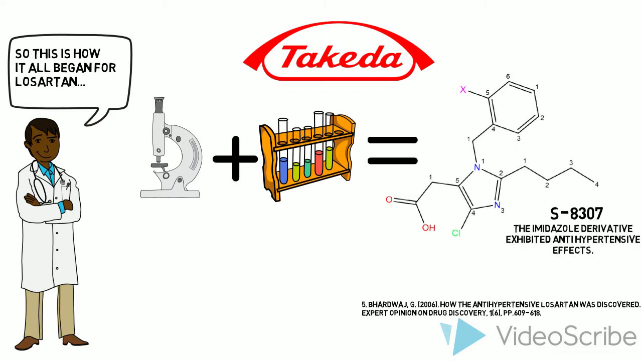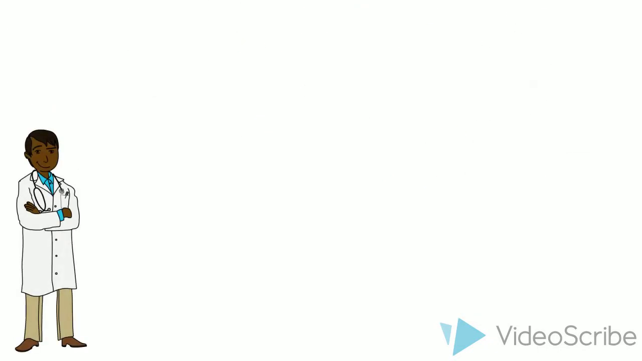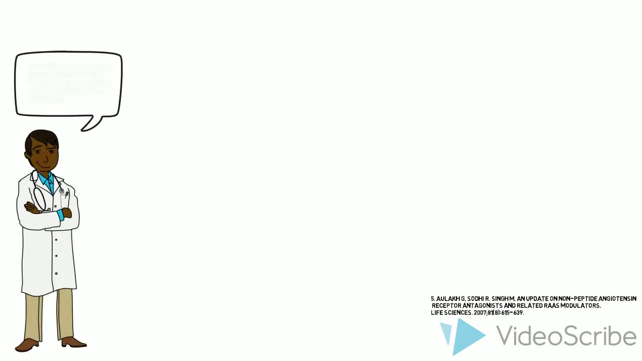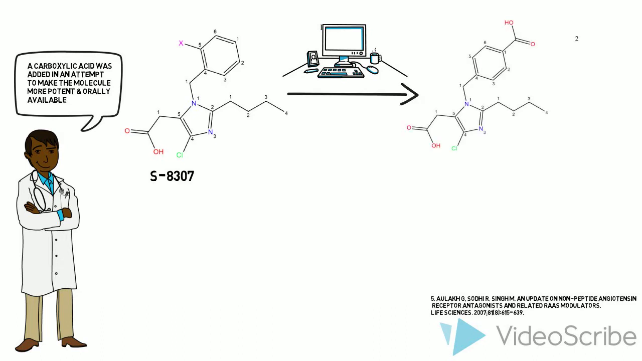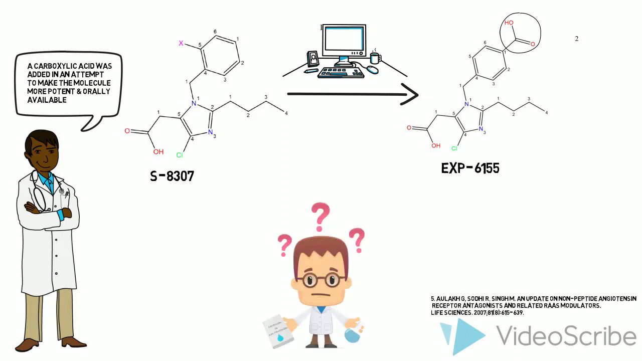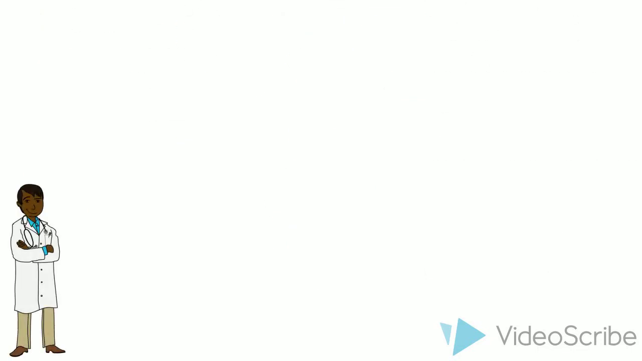DuPont was also a pharmaceutical company that was also trying to develop an antihypertensive drug. Using Takeda's knowledge of S8307, they further developed it by using computational chemistry. They added a carboxylic acid group as they realized they lacked multiple acidic functional groups when compared to angiotensin II, calling the new molecule EXP6155. However, even though it was 10 times more potent, it lacked oral availability.